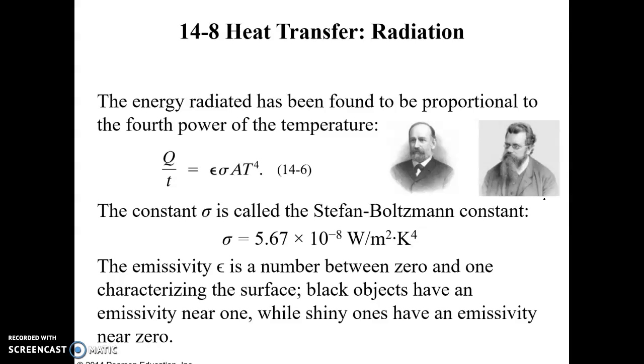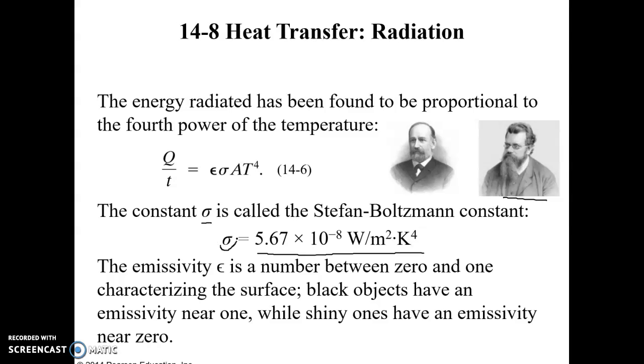So Boltzmann here, we have seen Boltzmann before when we learned about the Boltzmann constant when we were looking at the ideal gas law. But that's not the only constant he's known for. We also have this lowercase sigma, which is the Stefan-Boltzmann constant. So again, this is a constant value of 5.67 times 10 to the negative 8 watts per meter squared times Kelvin to the fourth.